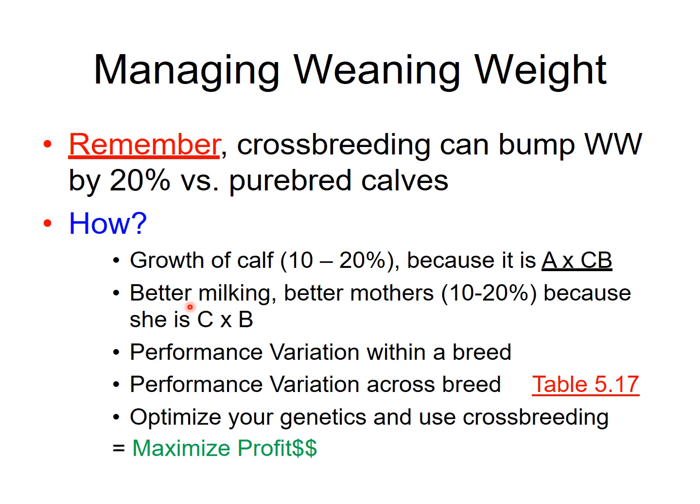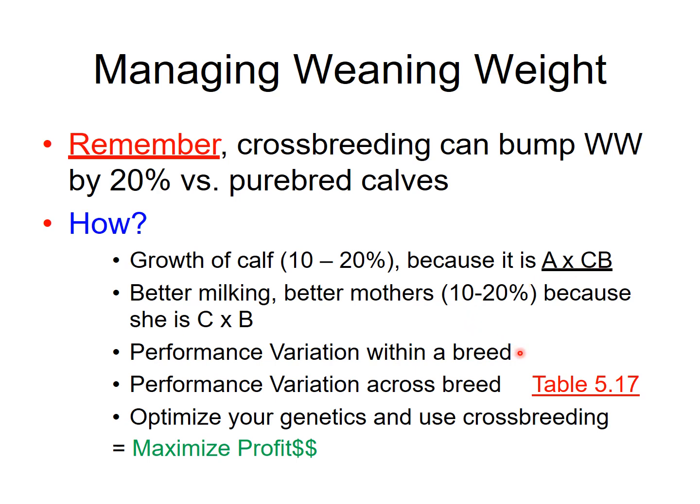Plus, if mamas are truly a C by B, they're better milkers, better mamas. And so that can bump it another 10 to 20%. So you add these percents together, you can get upwards of 20% increase in weaning weight if your cows are crossbred. We've talked about that before. And then if our calves are also crossbred with a different breed than the mama.